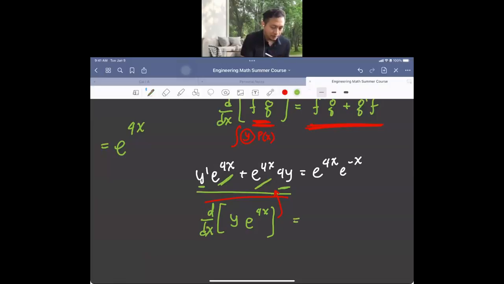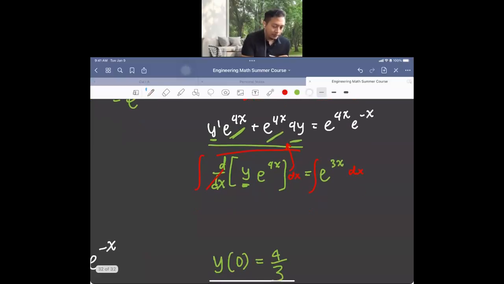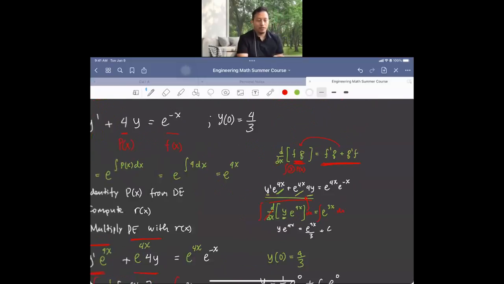Okay, so let me just write this first. This is what we got, and then our solution is we need to write in terms of y. So how do we get just y here? We integrate with respect to x, so that we can remove this d/dx in the front. So we will have y e to the 4x equals e to the 3x over 3 plus a constant. That's how we get that.